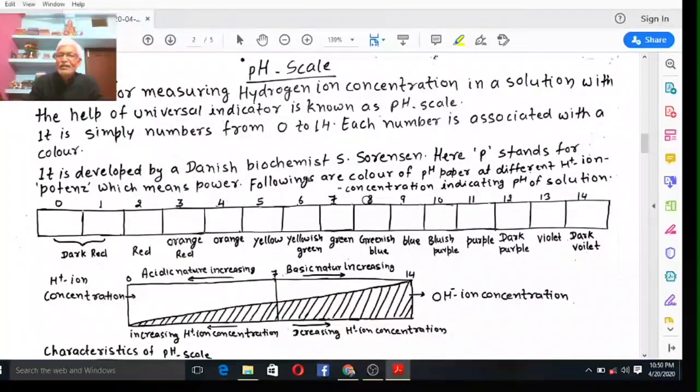Now we can learn about the pH scale. A scale for measuring the hydrogen ion concentration in a solution with the help of universal indicator is known as the pH scale. With the pH scale, we can find the strength of the acid or base. It is simply numbers from 0 to 14, and each number is associated with a specific color.